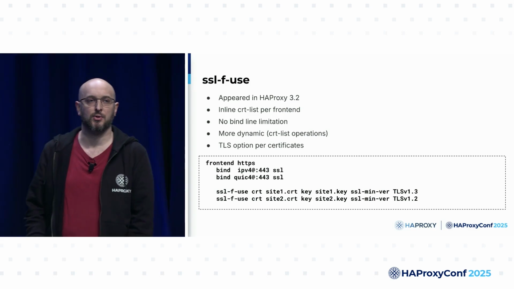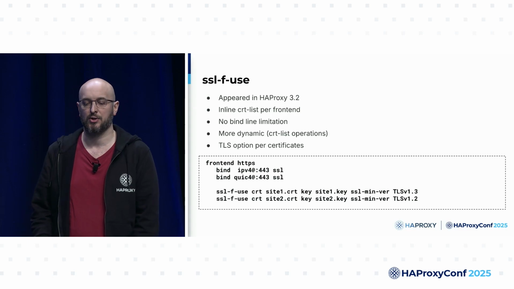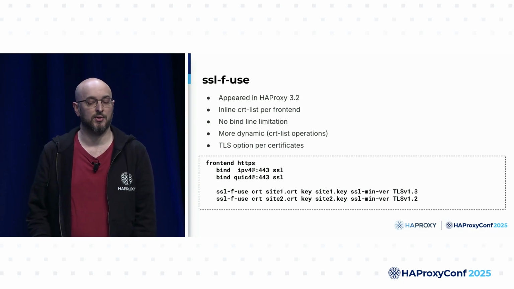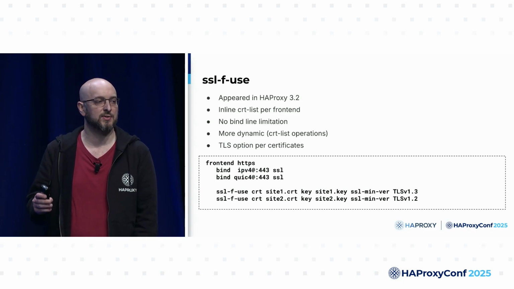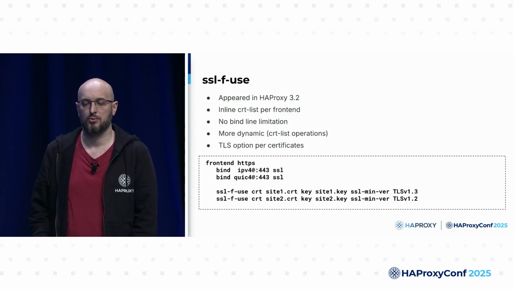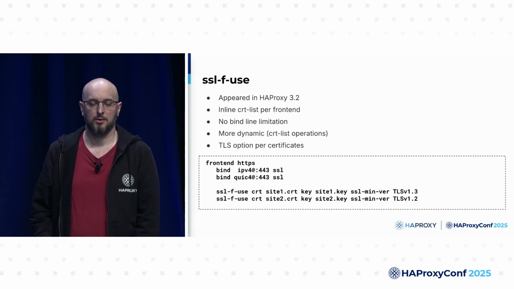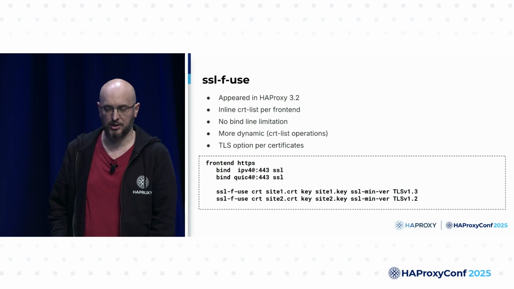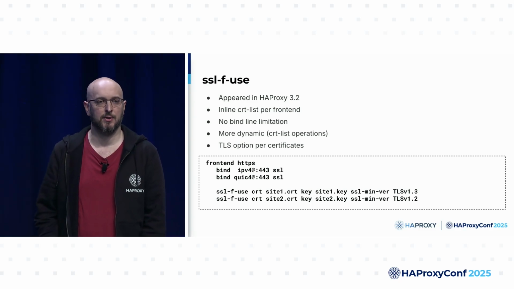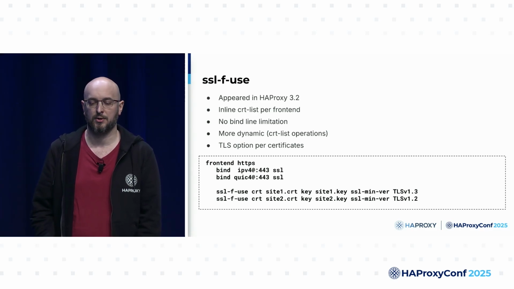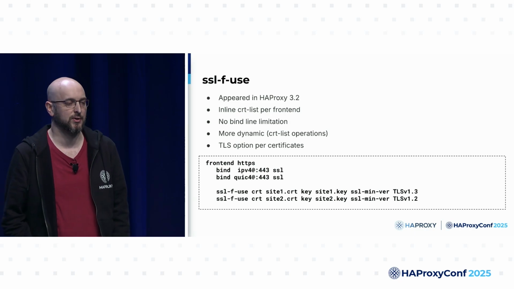CRT stores are convenient to configure the storage. However, the only way to configure a TLS option per certificate was the CRT list. It was not convenient when you are dealing with hundreds of frontends because you would need to create one CRT list file per frontend. And if you only want to have 3 or 4 certificates, it's not really great. So we introduced the new ssl-f-use keyword in HAProxy 3.2. It's basically a CRT list inline in your frontend configuration. You don't have any line-length limitation, so you can just put all your TLS options on the ssl-f-use line. It's also more dynamic because you can use all the CRT list operations on the stats socket.